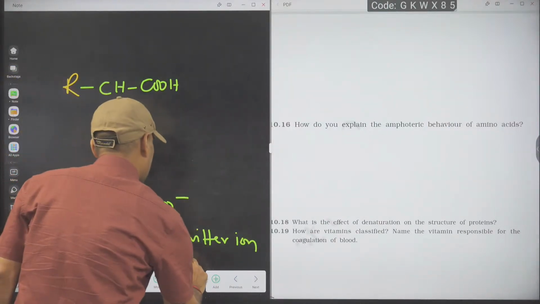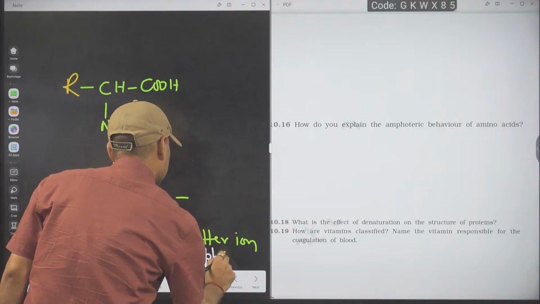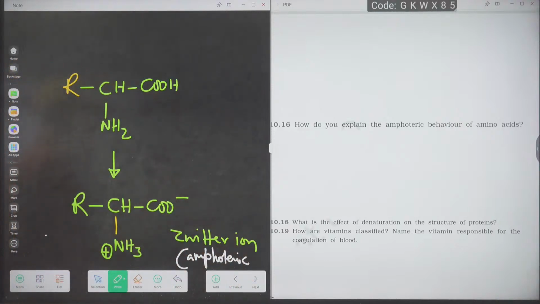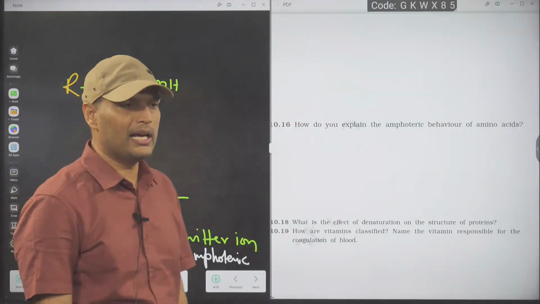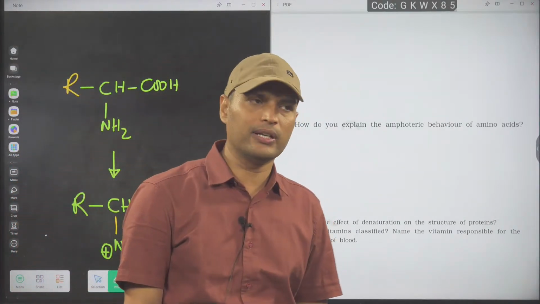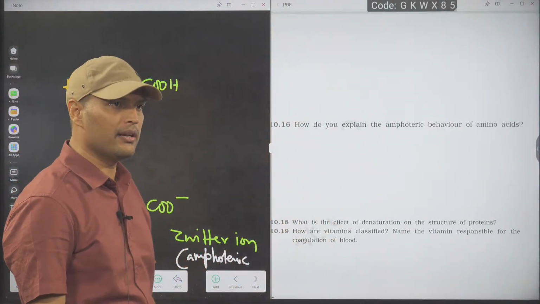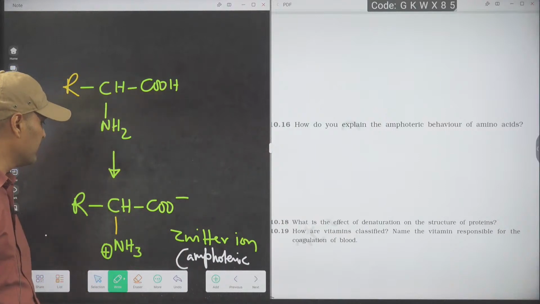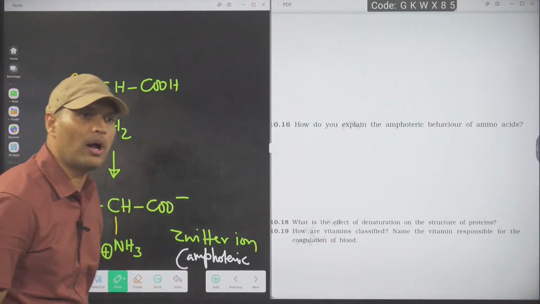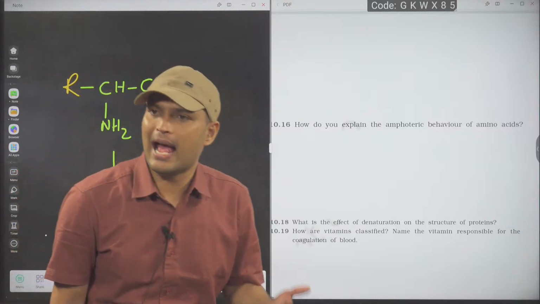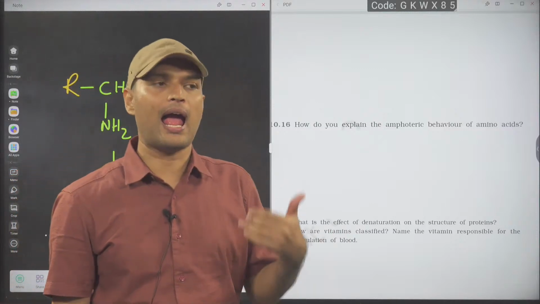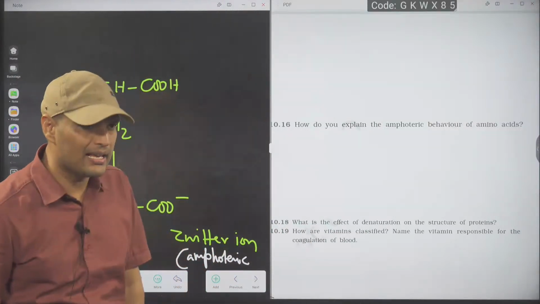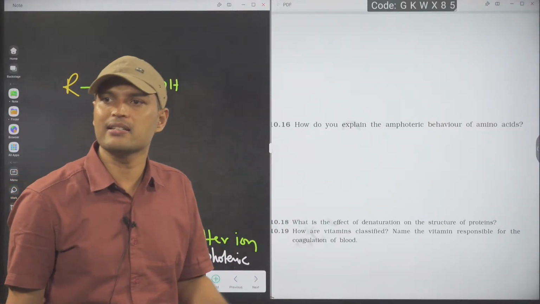Now Zwitter ion is amphoteric. Clear? Zwitter ion is amphoteric. Now amphoteric means what? It can react with acid as well as base.